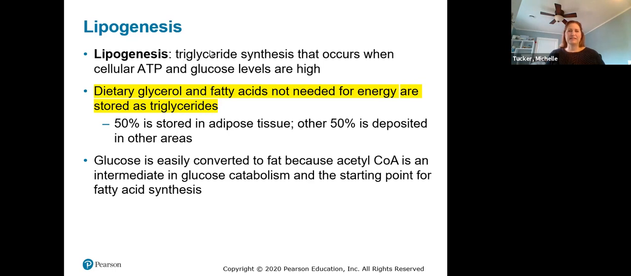So lipogenesis is triglyceride synthesis, and it's going to happen. We're going to revisit this when we get to something called the absorptive state. But basically, we have all the ATP we need. We have a lot of glucose, so we don't need to spare glucose. We have a lot of glycerol around. We have a lot of fatty acids. We're just going to go ahead and store it.